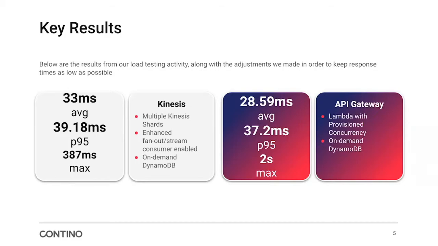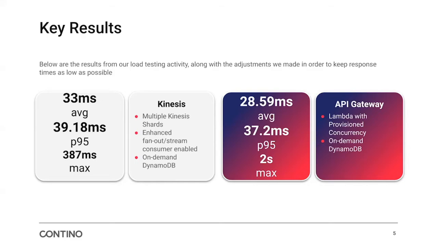When we ran our tests against Kinesis, we used multiple Kinesis shards, we used enhanced fan-out, and we had a stream consumer enabled, and we had an on-demand DynamoDB table. That whole setup was done with speed in mind. So as you can see, our numbers are very good. They're well underneath what they needed to be. The average time is 33 milliseconds, the P95 is 39.18 milliseconds, and the max is 387 milliseconds.